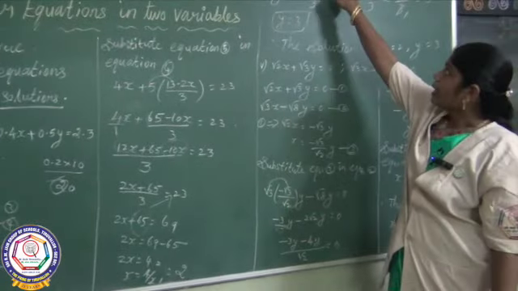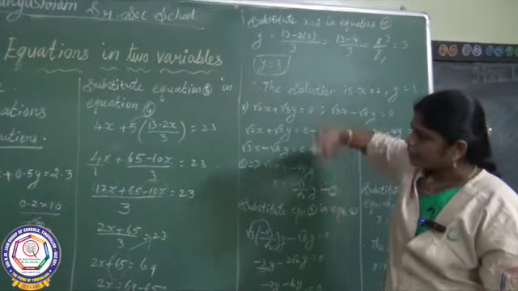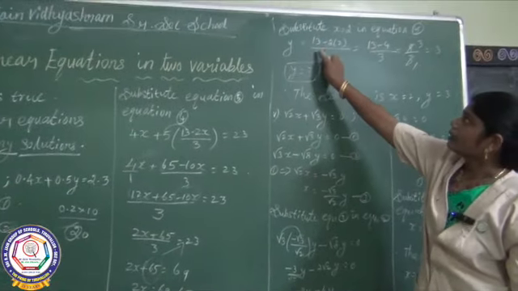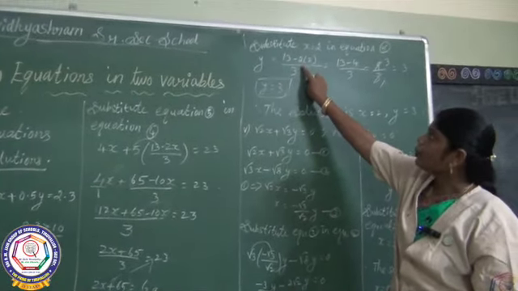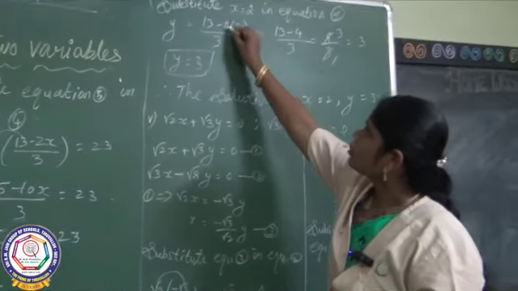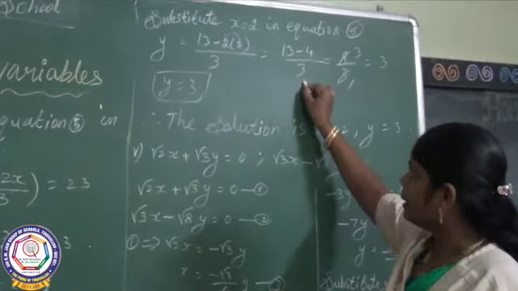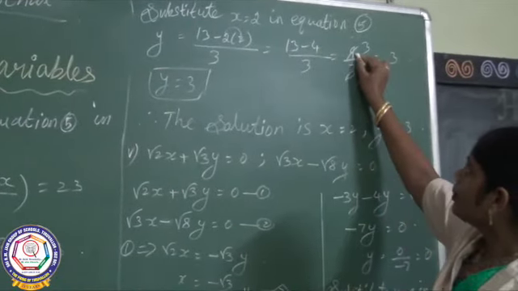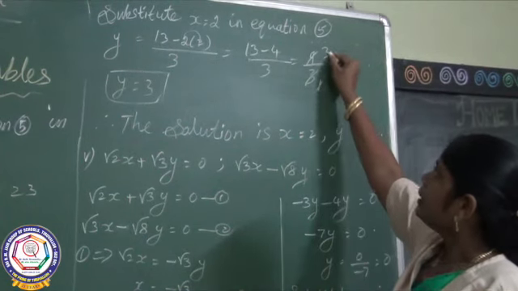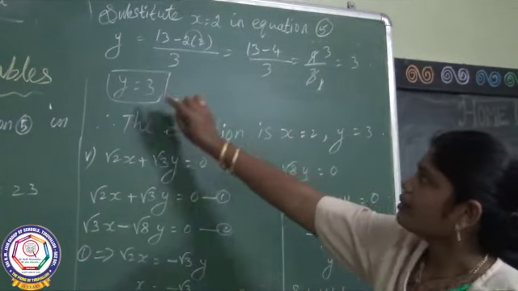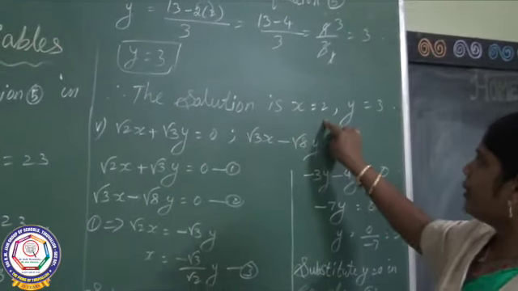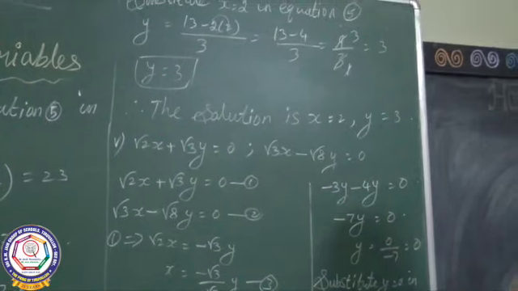And substitute x equal to 2 in equation 5. So y equal to (13 minus 2 into 2) divided by 3. So 13 minus 2 twos are 4, divided by 3. 13 minus 4 you get 9. 9 divided by 3. 3 ones are 3, 3 threes are 9. So the answer is y equal to 3. So the solution is x equal to 2, y equal to 3.